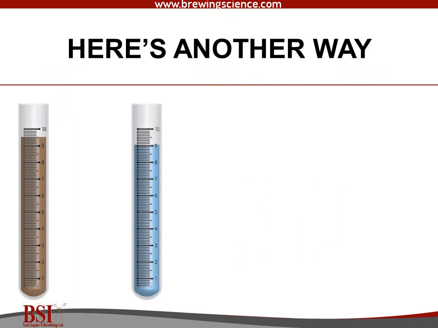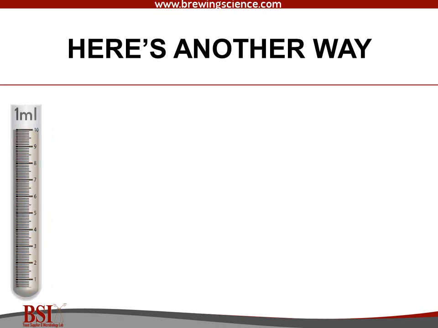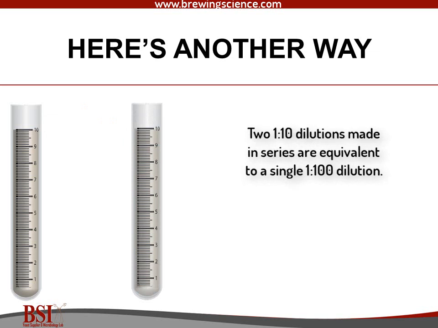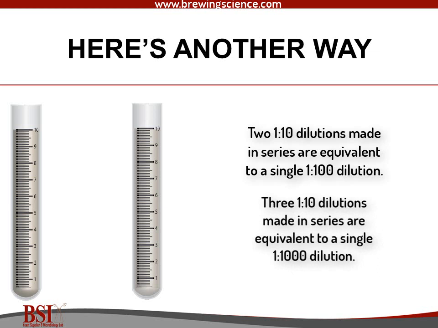There is another way to get a 1 to 100 dilution. You may add 1 milliliter yeast to 9 milliliters of water, mix, then remove 1 milliliter of that suspension and add it to 9 milliliters of fresh water. In other words, 2 1 to 10 dilutions made in series are equivalent to a single 1 to 100 dilution. Likewise, 3 1 to 10 dilutions made in series are equivalent to a single 1 to 1000 dilution.